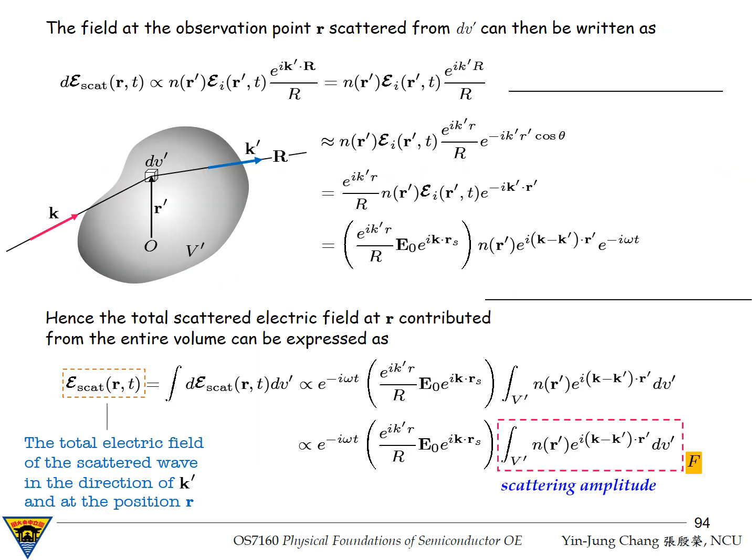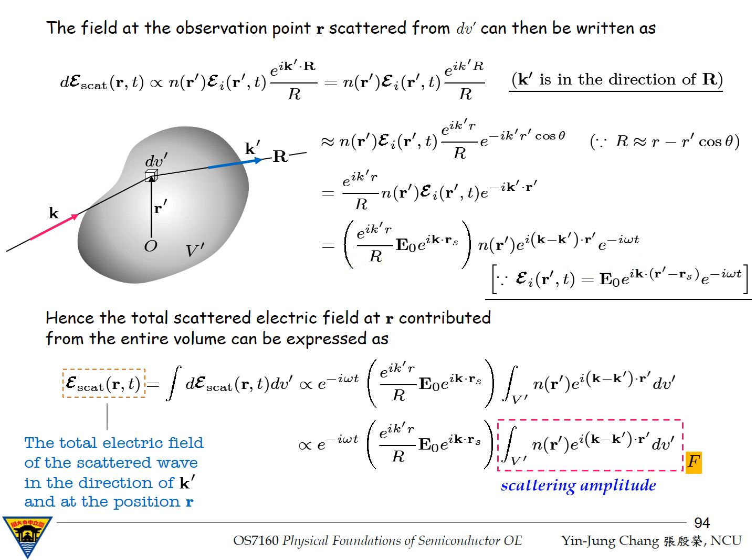Since the scattered wave vector k prime is in the direction of the vector capital R, the scattered field at the observation point scattered from the small volume element dV prime can then be written as shown in this equation, where k prime dot capital R is simply the product of the magnitudes of k prime and the vector R. Replacing capital R with R minus R prime cosine theta, expressing k prime R prime cosine theta in its inner product form, which is k prime dot R prime, and inserting the expression for the incident plane wave at R prime, we end up with this expression.